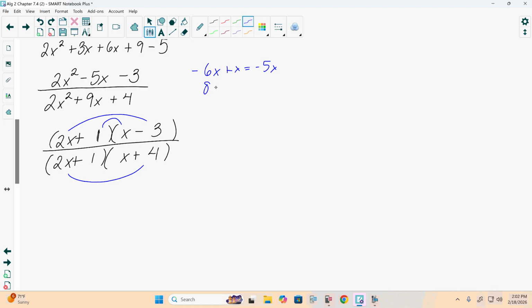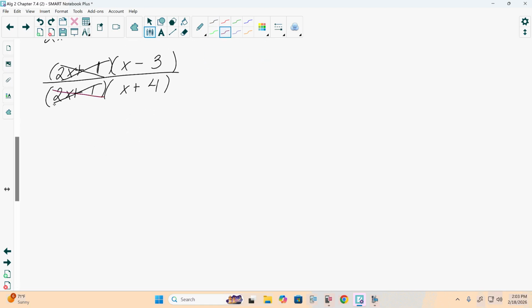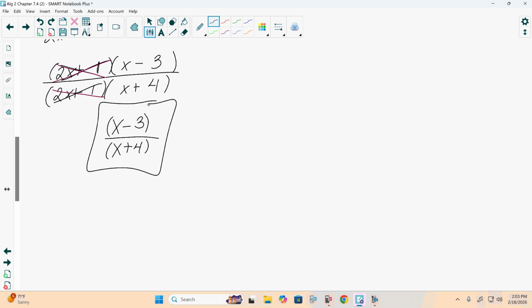2x times 4, 2 times 4, 8x. 1 times x is going to be plus x. And 8x plus x does give us the middle term of 9x. Which also means both of them factor, and we also have what on top and bottom? 2x plus 1 on top and bottom. So those factor out, leaving us with x minus 3 over x plus 4. Those are as simplified as it gets, so it reduces to x minus 3 over x plus 4.